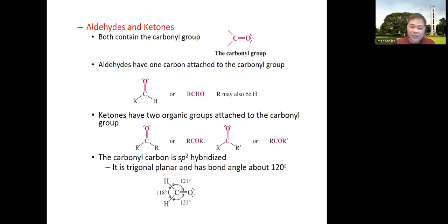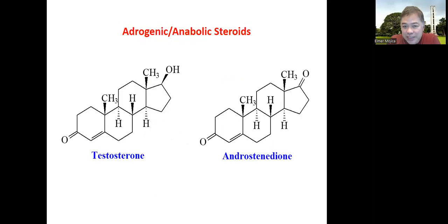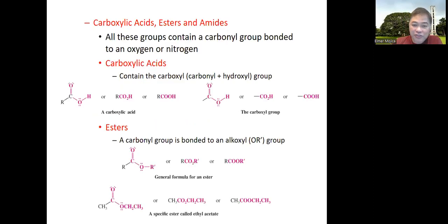Now, aldehydes and ketones. So you have here the carbonyl group, C double bond O. So hybridization of carbon here, anyone? SP what? The hybridization of carbon here is sp2. Okay, so if your carbonyl is attached to one carbon and one hydrogen, that's an aldehyde. If both of them are carbon, that's what we call the ketone. Okay, so we have testosterone, this is the ketone. Androstenedione, that's a ketone.